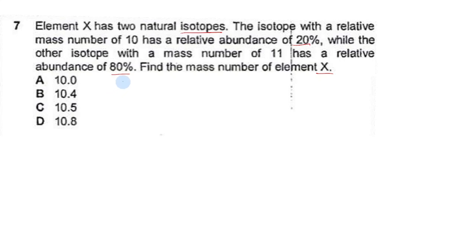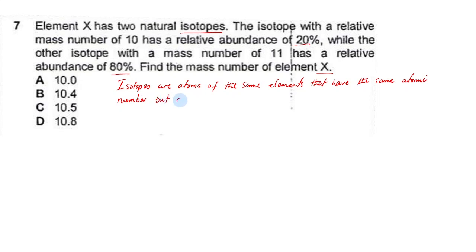So isotopes are atoms of the same elements that have the same atomic number but different mass numbers. So that's what isotopes are.